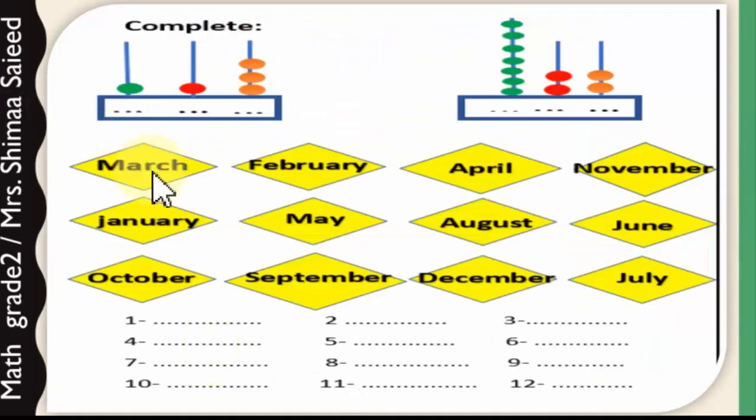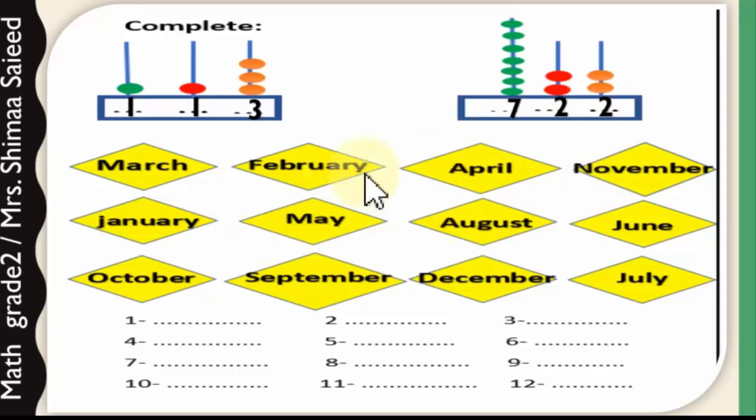Now complete. Can you write this number? Here we have 3 in ones place, 1 in tens place, and 1 in hundreds place. So the number is 113. The second number, we have 2 in ones place, 2 in tens place, and 7 in hundreds place. So the number is 722.